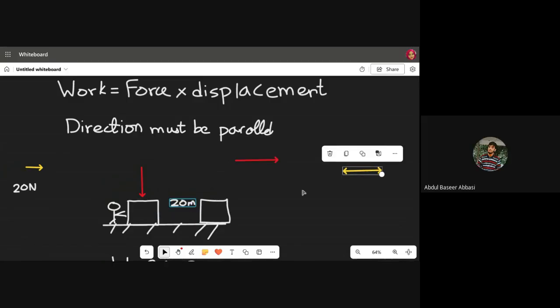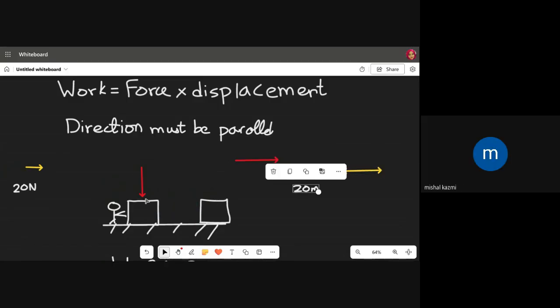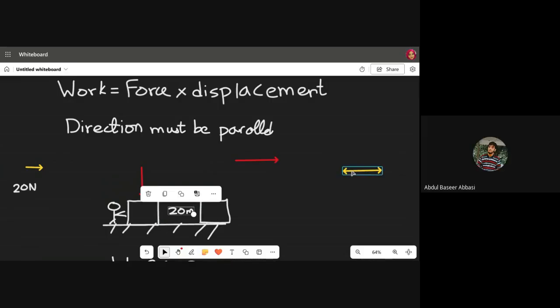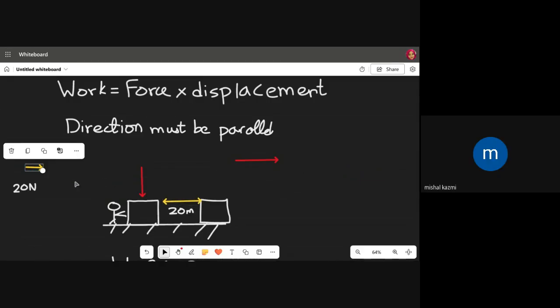Will the object move? No. Why? Because the direction must be parallel. Exactly. The direction must be parallel. This is what I'm trying to explain over here. All right. So now, what happens if the force is not in a horizontal plane?